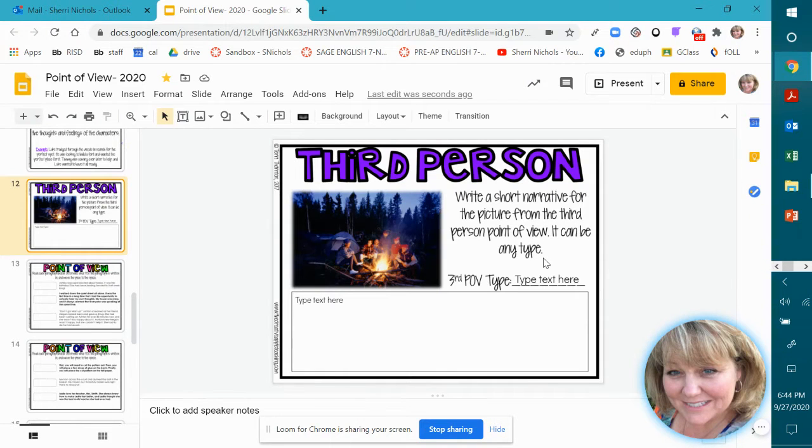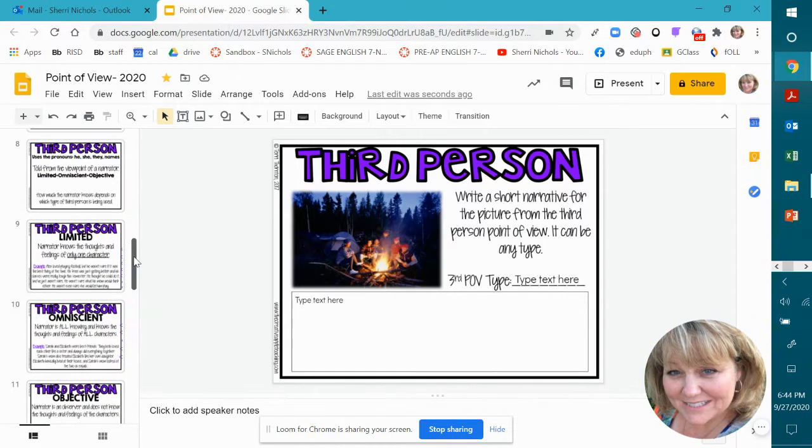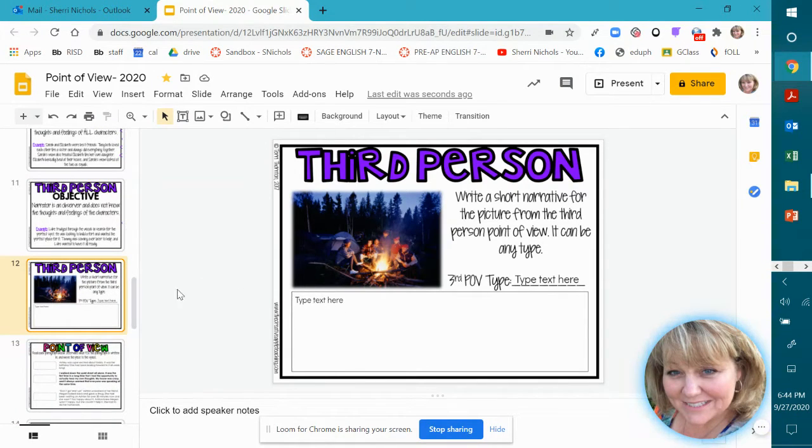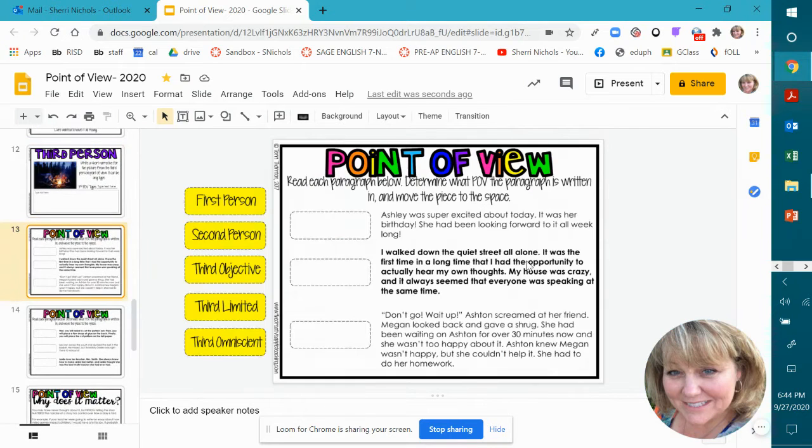And now they want you to write a short narrative for the picture from a third person point of view. It can be any type. So you're going to say third person point of view, and you're going to tell me whether you are choosing third person limited, omniscient, or objective. And then you're going to write it from that point of view. On these, you will read each paragraph below, determine what point of view the paragraph is written in, and move the piece to the space.